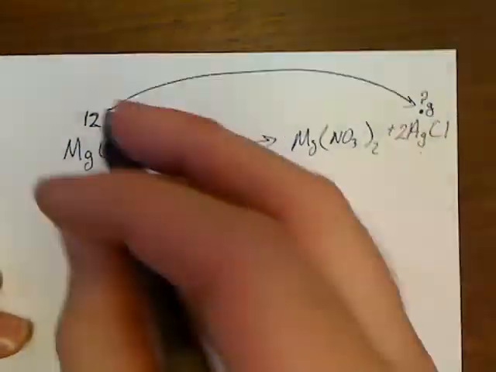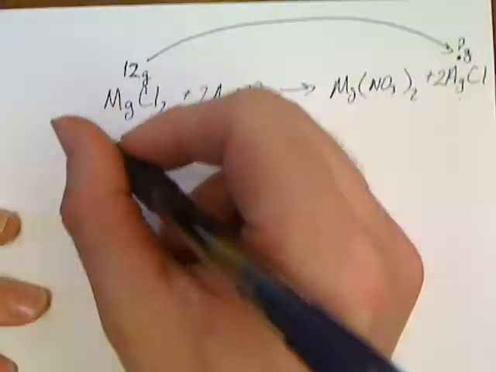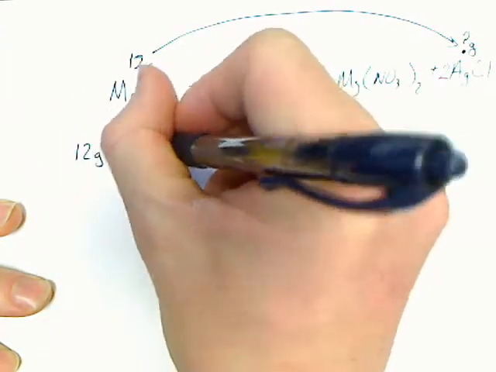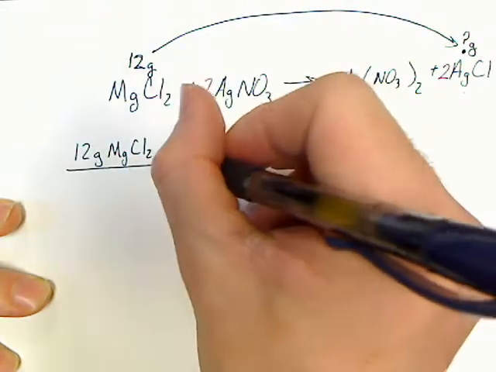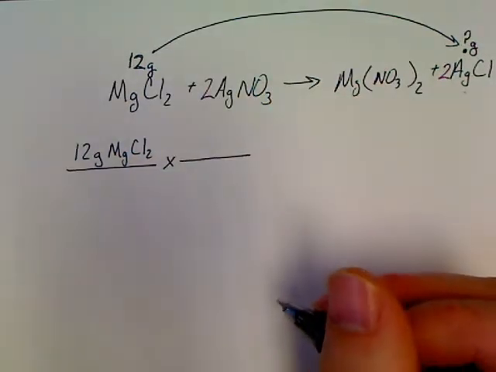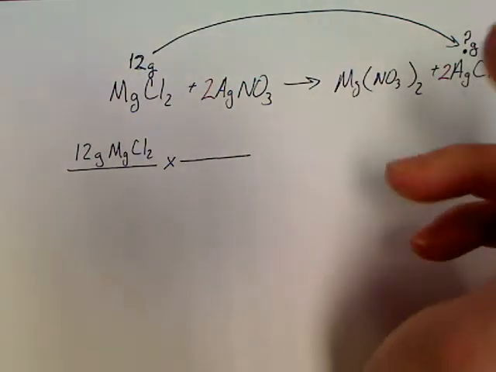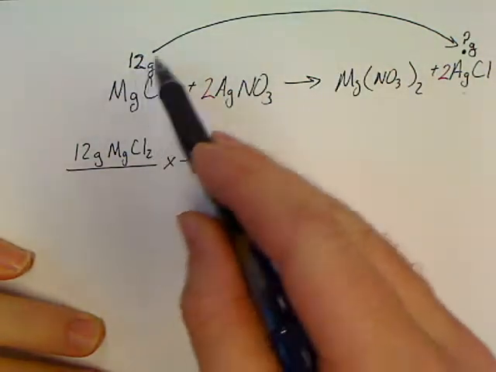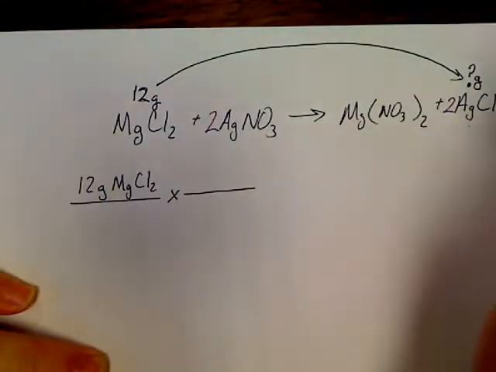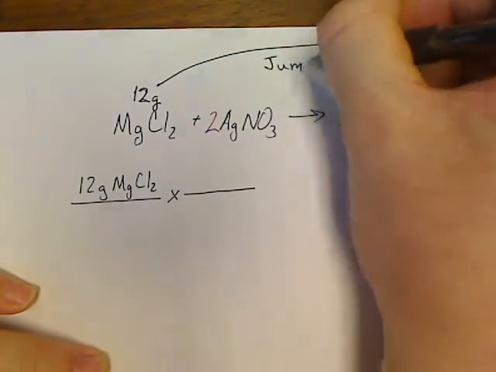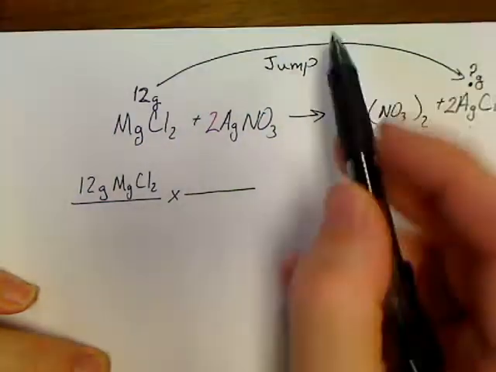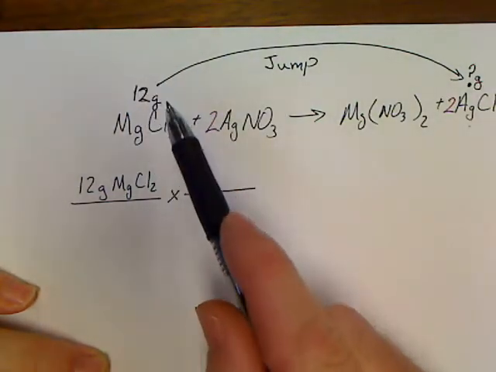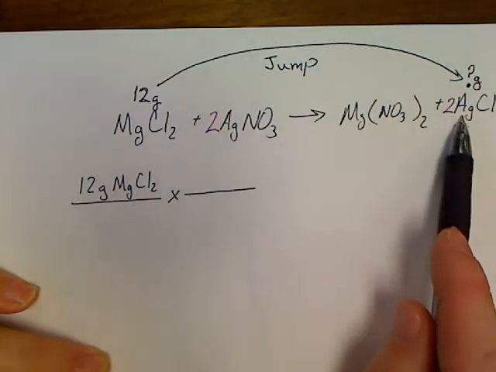Like all conversions, I'm going to start off by writing down 12 grams of MgCl2. Draw my line, put my X, draw my line. Now, just like we learned on our molar stuff last time, moles is the center of everything. You're going to hear me say this a lot: I like to call this a jump. Literally, it's a jump. We are going to convert from this and jump over to the AgCl.